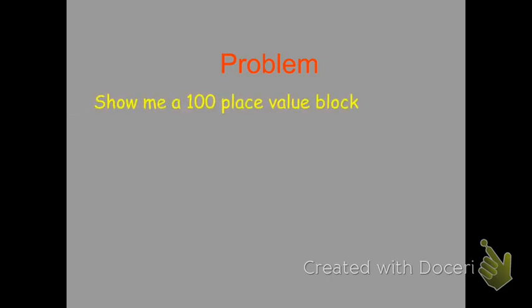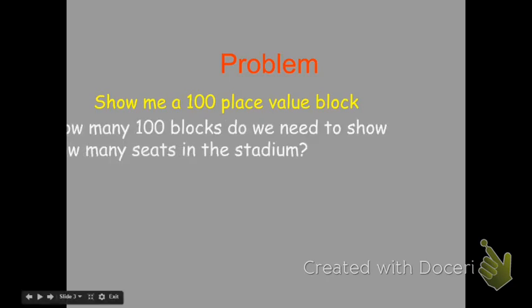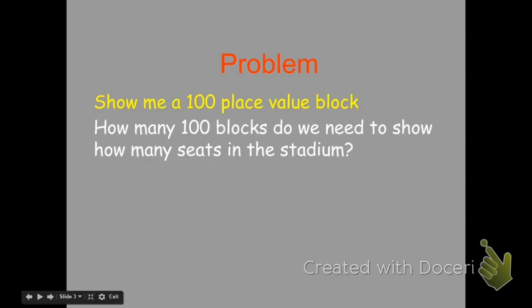We need to be able to show how we can draw a 100 place value block. And if you remember, a 100 place value block is known as a flat, and it will look just like that. It's a 10 by 10 square, 10 units down, 10 units across, which makes 100. How many of those blocks do we need to show how many seats are in the stadium? Well, it said there are 6 sections of bleachers, so we can draw 6 flats.